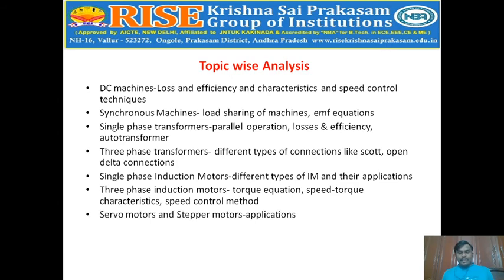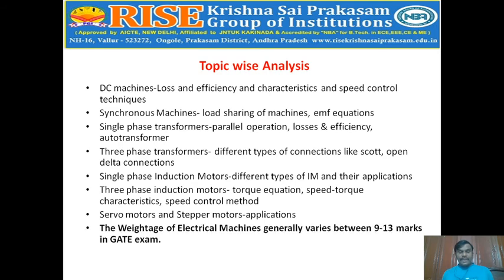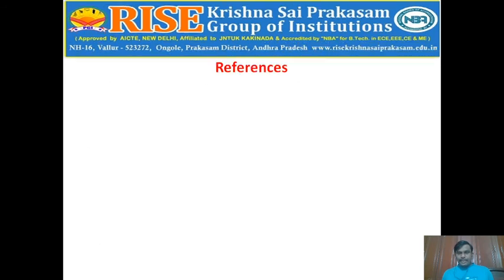Okay, then the servo motor and stepper motor, which are special machines, and their applications. So finally, the weightage of electrical machines varies from 9 to 13 marks: a minimum of 9 marks, and a maximum we can expect of 13 marks. That is an analysis from previous GATE papers.